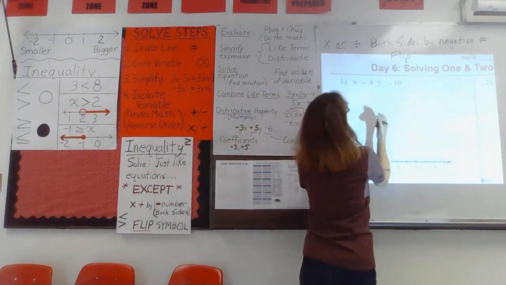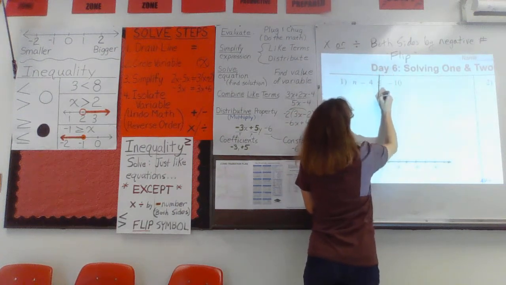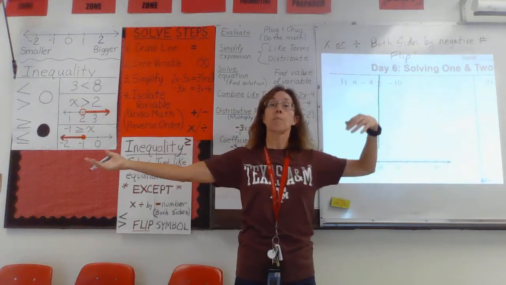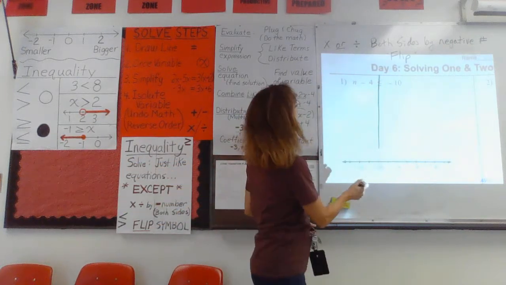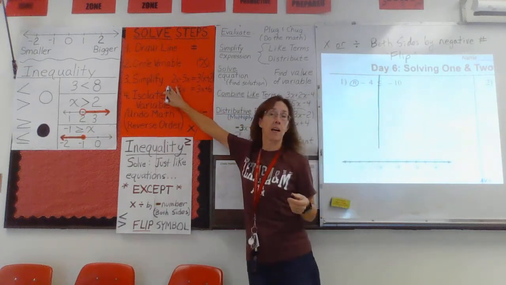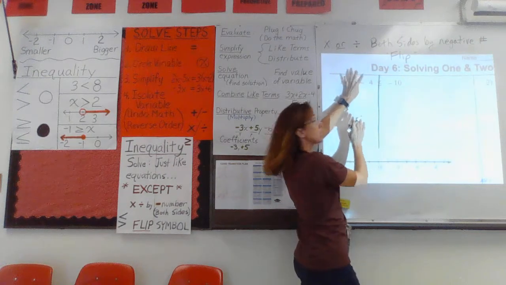All right, so you're going to draw the line through the equal sign, or where the equal sign would be, which would be the inequality symbol. It splits my inequality into my two halves. Whatever I do to one side, I must do to the other side. Circle the variable. It's right there. Look to see, can I simplify anything? On the right-hand side, nope, just a single number, nothing to simplify.